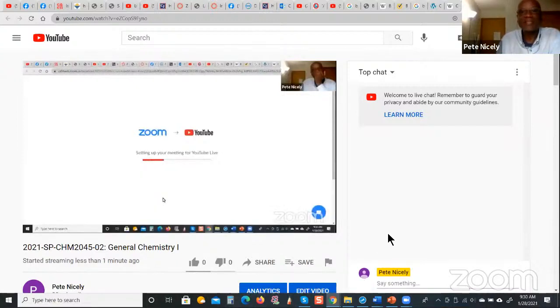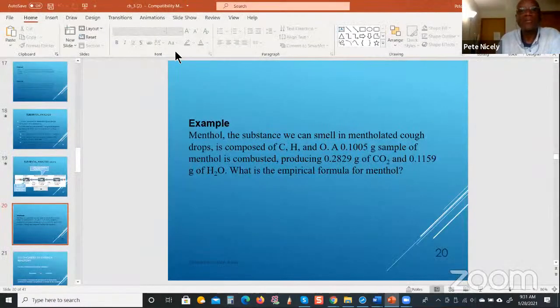Okay, so as I was saying, the last time we were here, we were looking at this problem right here. If you recall, this is a combustion analysis type problem where you're given a certain amount of a particular substance which contains, in this case, carbon, hydrogen, and oxygen. You burn it, you collect the products of the reaction, carbon dioxide and water. You determine their masses, and based on the masses, we could determine the masses of the carbon, hydrogen, and oxygen present in the compound. And then we determine the empirical formula. So we went through this exercise last time.